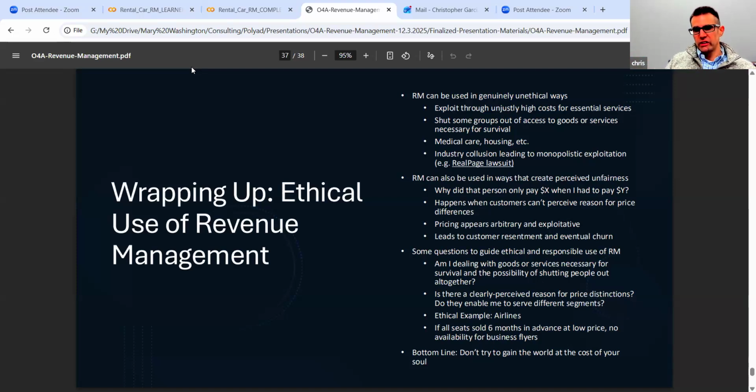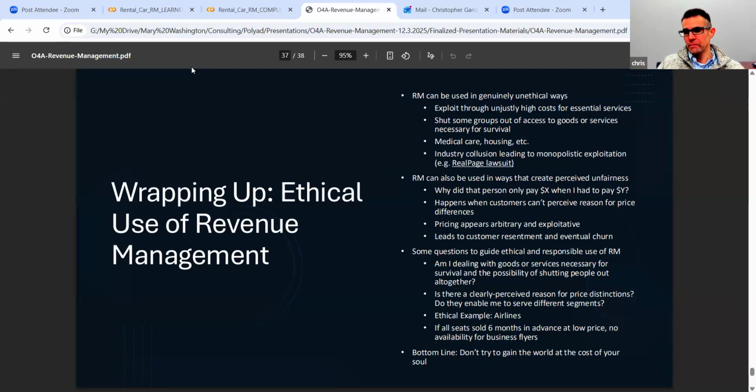As we talk about using revenue management in an ethical way, there are a couple of questions to think through. One of the first ones I would encourage you to think through, if you're thinking about building an RM platform, is: am I dealing with goods or services necessary for survival? And is there the possibility of shutting people out of something that's essential for their survival altogether, just in the name of profit? Profit's important for sure, but there are other things that are more important. And so we have to think about these.